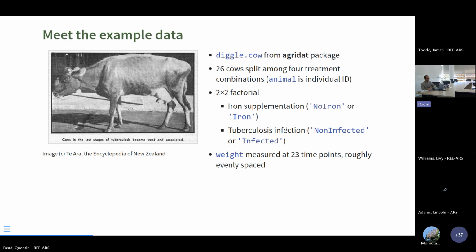I don't know if they randomly infected cows with tuberculosis or if they just had some that were infected and some that weren't. But some of them are infected with tuberculosis and some are not. And out of those two groups, they also had in each one, some were given iron and some were not. So it's 2 by 2: 26 individuals split among 4 treatment combinations. So there's like 7 or 8 individuals per treatment combination. And they measured their weight on 23 different days, roughly evenly spaced in time.